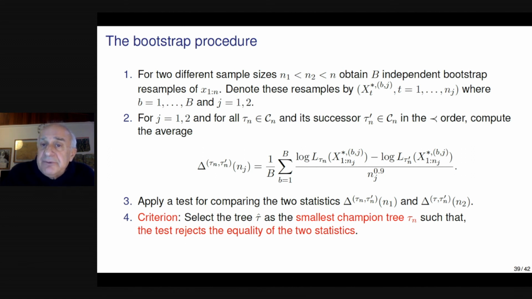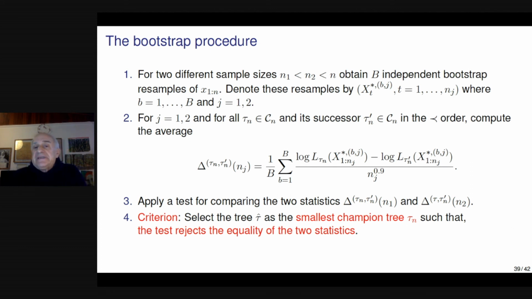Denote this resample by x star bj, where b is a number between 1 and B, and j is 1 and 2. For all the champion trees tau n and its successor tau n prime, successor in the order we presented a few slides before, we compute the average. So we see the average between the 2 log likelihoods.